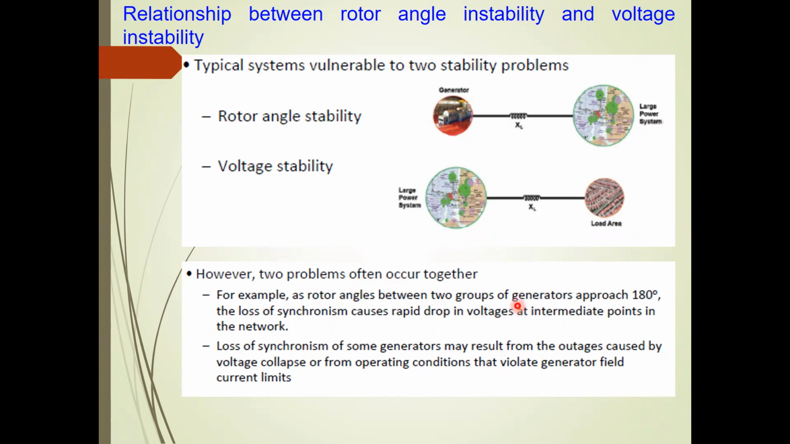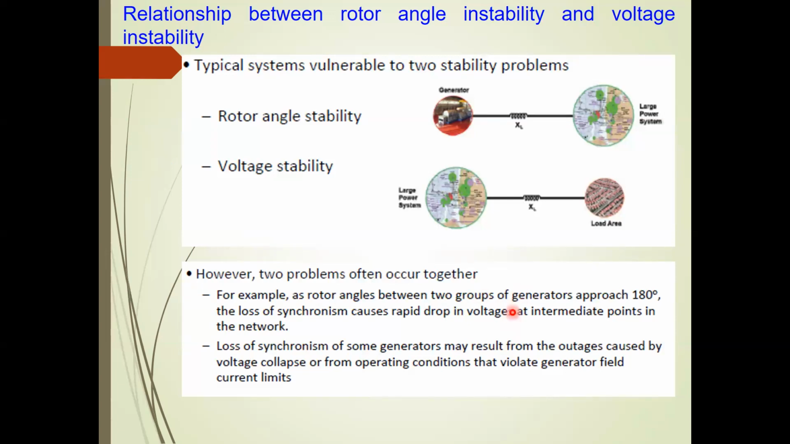I think they are related, because just see the bus angle. The bus angle is your rotor angle, right? And the bus voltage magnitude is associated with voltage instability. So they are more or less related.